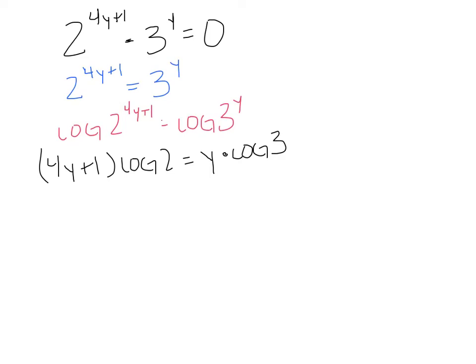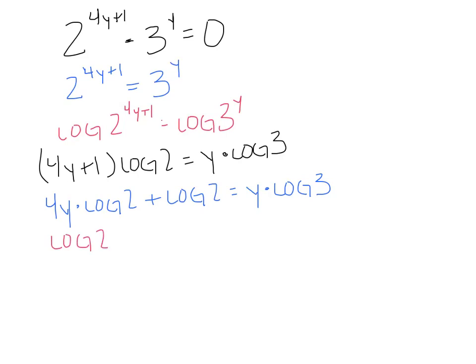Now we need to get y out of those parentheses, so I'm going to distribute. This is a place where you could probably do a couple different solving methods. This is the method I'm going to use because it helps me organize what's going on. Now we have y on both sides still. I want to get all my y terms together, so I'm going to subtract the 4y log 2. So we end up with the log of 2 equals y times the log of 3 minus 4y times the log of 2.